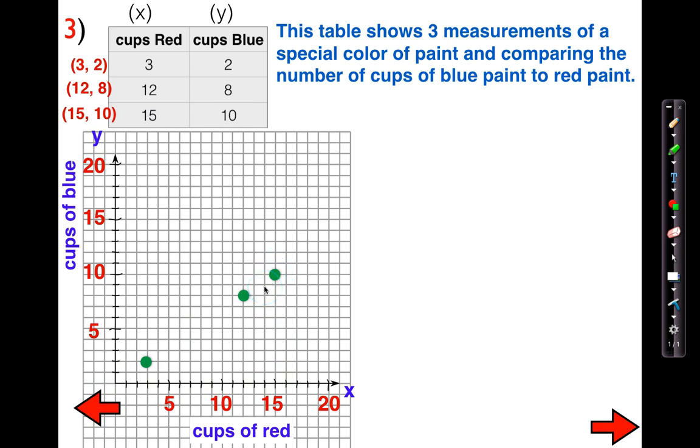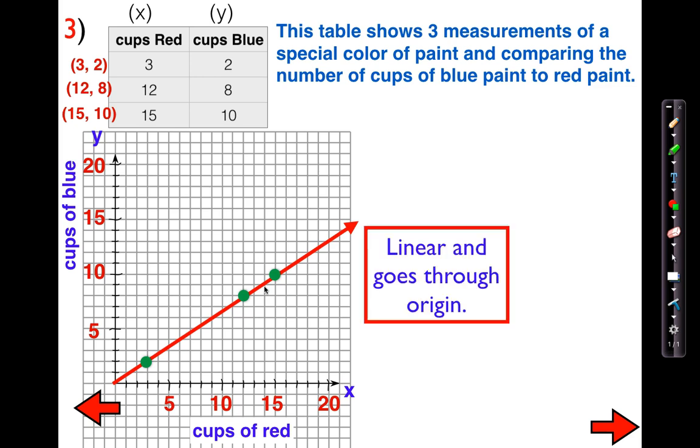So using a straight edge, aka a ruler, you're going to go ahead and connect these points, and you're going to notice something. Hey, this is linear and it goes through the origin, so I know for a fact it's a proportional relationship. Now, I want to know the constant of proportionality.